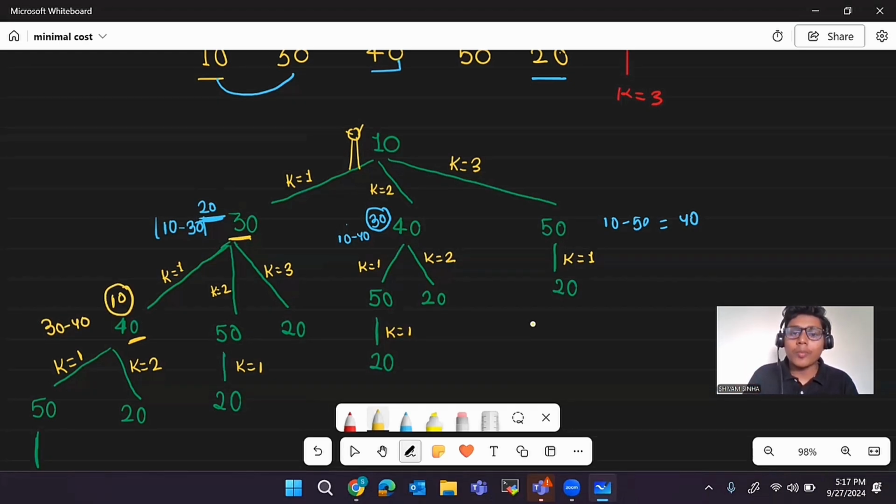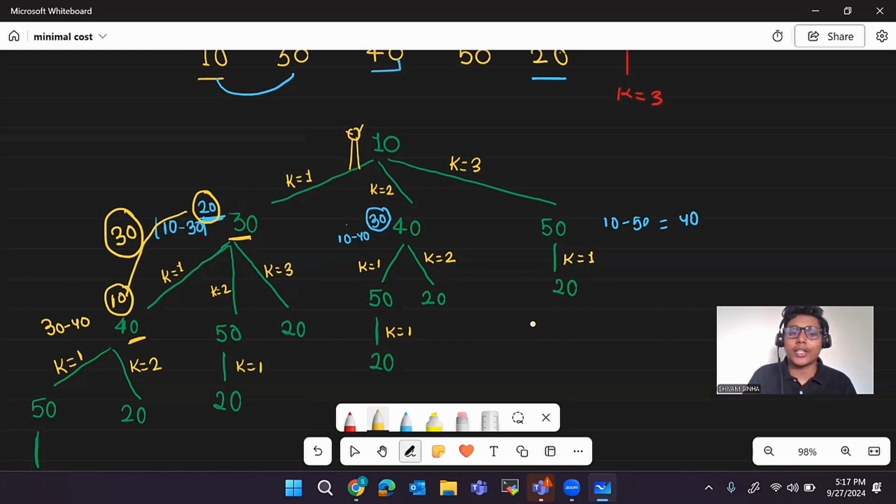From 10 to 30, it requires 20 cost. From 30 to 40, it requires 10 cost. So the total cost to reach from 10 to 40 is the addition of both of them, right? So it's going to be 30. So at 30 cost, we can reach 40 only, right? That is how we are proceeding. From 30, we have again three options.